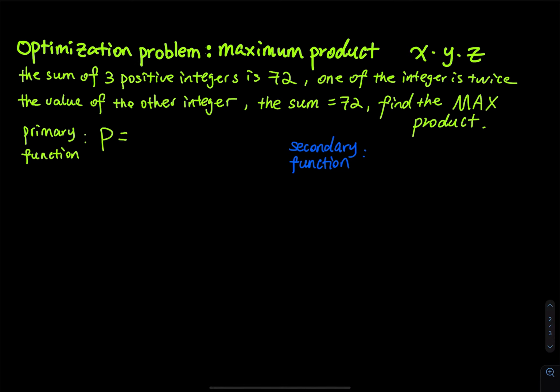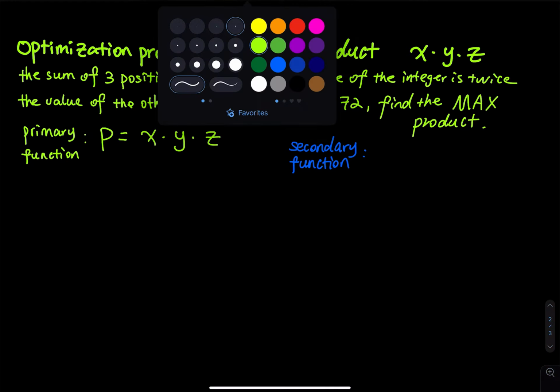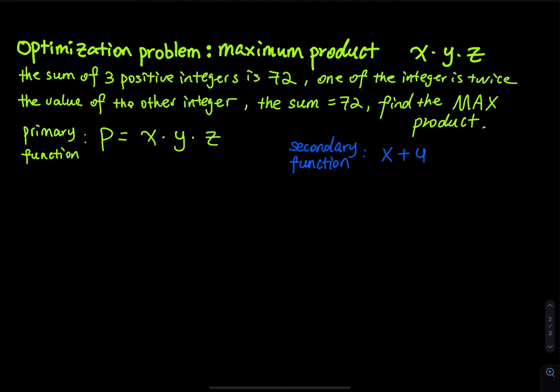The product is equal to x times y times z. But this function has three variables. We can only deal with one function with one independent variable. So we will have to find a way to rewrite y and z in terms of x. That means we will have to move on to the secondary equation, which is about what is given. They gave me that the sum is equal to 72. So I am going to say that x plus y plus z is equal to 72.